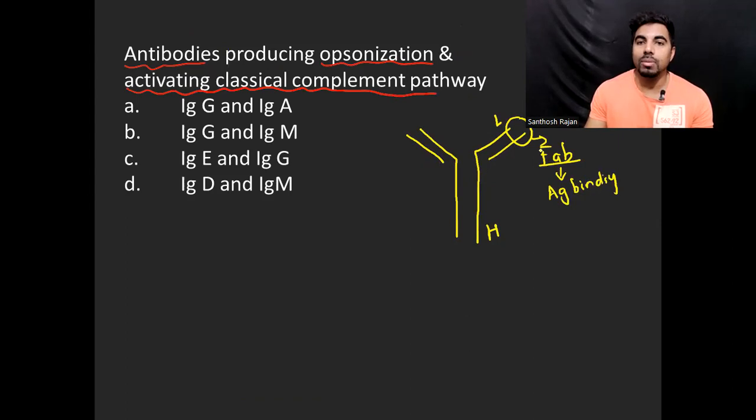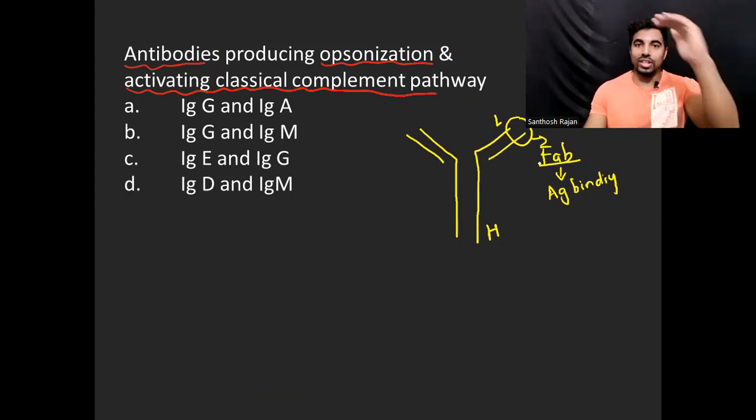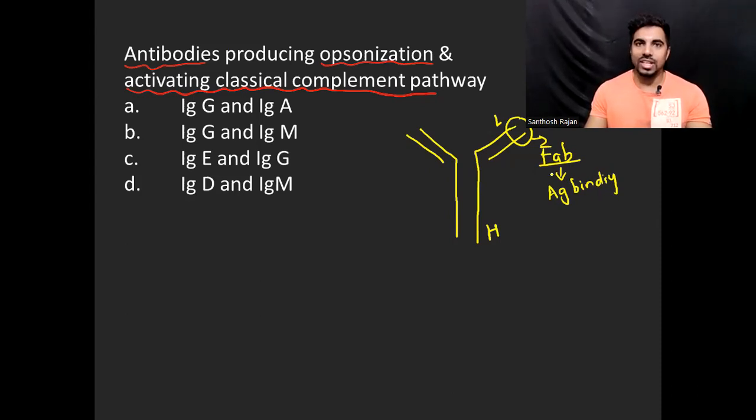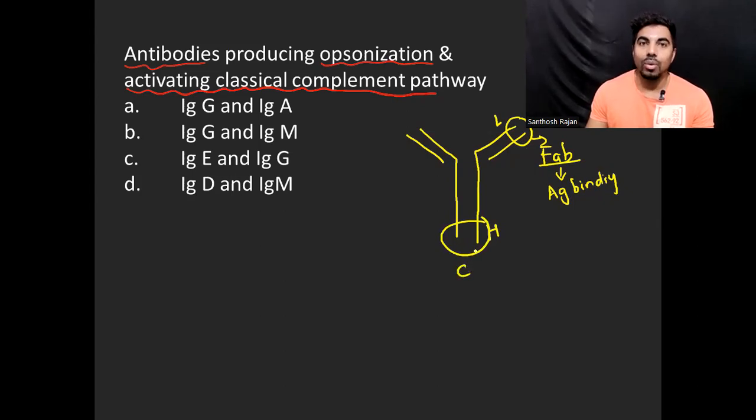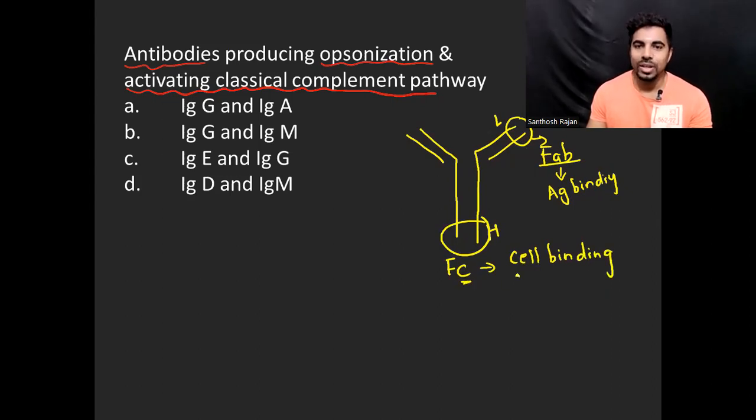How do you remember? Remember, Fab is top. Fabulous people are at the top. So it will be very easy, you'll not forget. Fab means antigen binding site, where your epitope and paratope fuse, right? Remember that. And we have another site down here. This is called the Fc fragment or Fc site, where all cell binding will happen. Complement binding happens here. All the C things will happen here. That's important, complement binding.